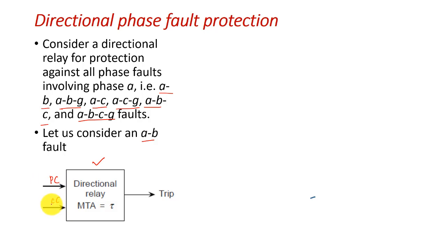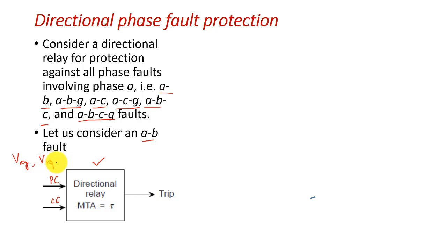Current coil obviously will feed the current. So if the fault is at the phase A, phase B or phase C involving all these phases, we'll take the currents from one of the phases in which the fault happened. And what will be the voltage? Because we have many voltage options, right? We have VAN, right?